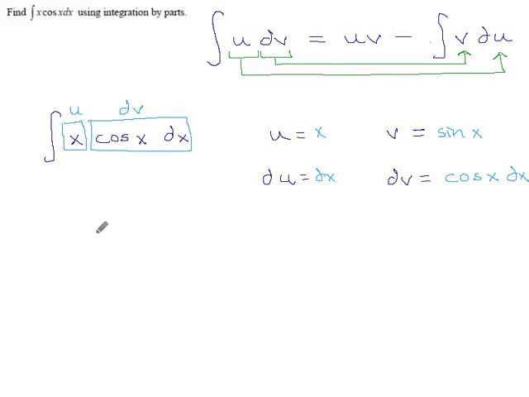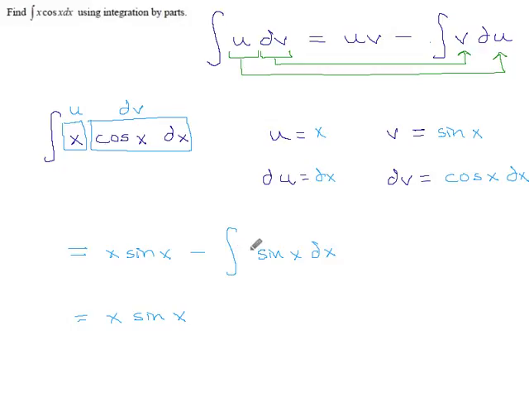It says this integral is equivalent to uv, which would be x sine x, minus the integral of v du. Now, is this better? This is much better because before we had a polynomial function times a trig function. Now we just have the integral of a trig function. We can do that. This is just x sine x.